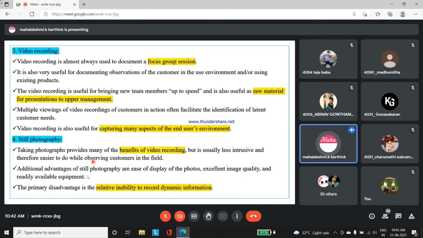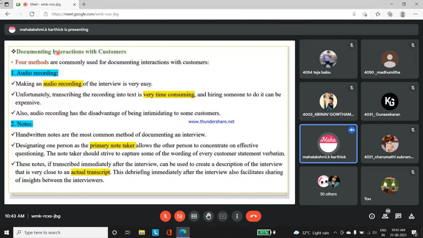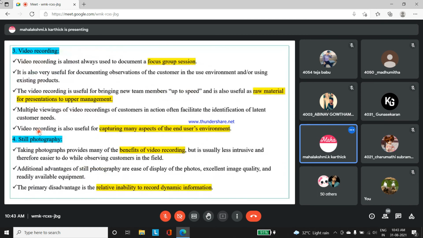The primary disadvantage of still photography is the relative inability to record dynamic information. If a person is using the product, that cannot be fully observed in detail using still photography. So some drawbacks also follow. According to the convenience of the customer, each company follows these methods in documenting the interactions with the customer. The 4 methods are audio recording, notes, video recording, and still photography.